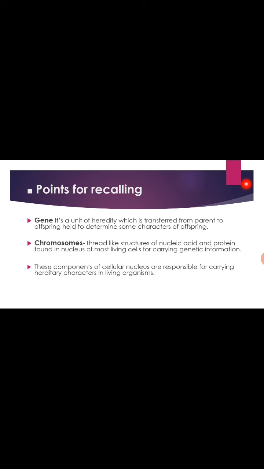A gene is a unit of heredity which is transferred from parent to offspring, and helps to determine some characters of the offspring. What about chromosomes? Thread-like structures of nucleic acid and protein found in the nucleus of most living cells, carrying genetic information. These two components of the cellular nucleus are responsible for carrying hereditary characters in living organisms.